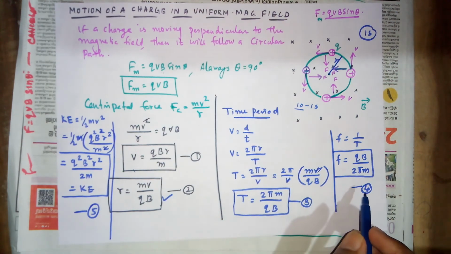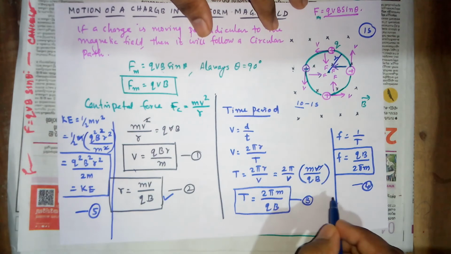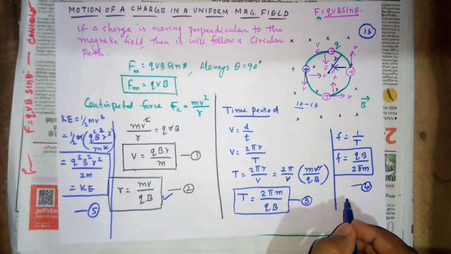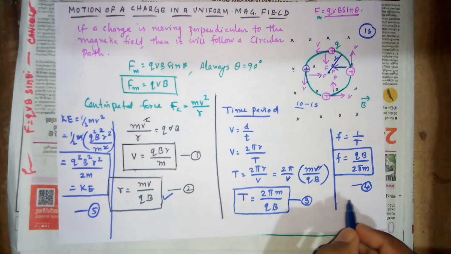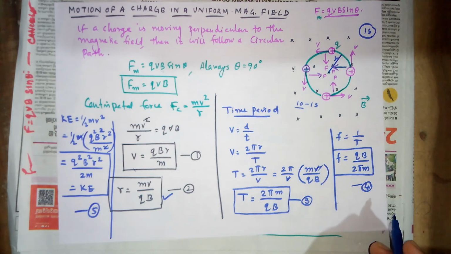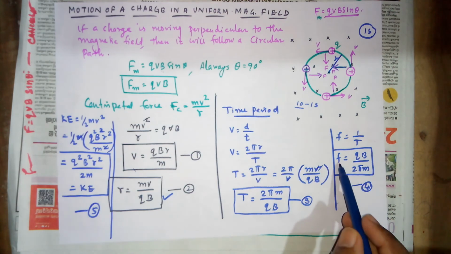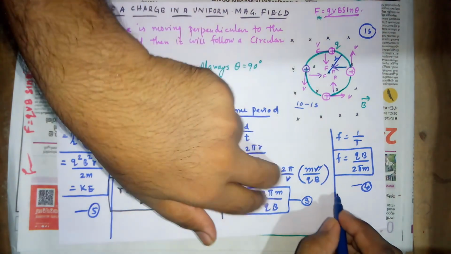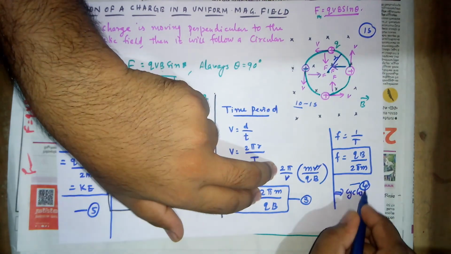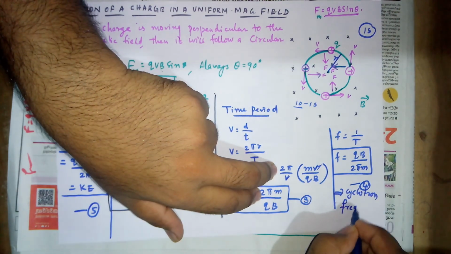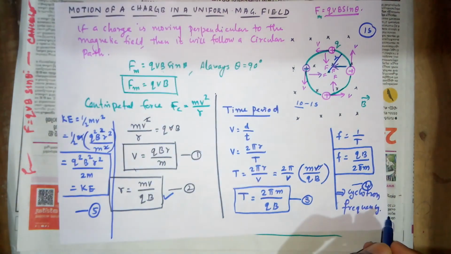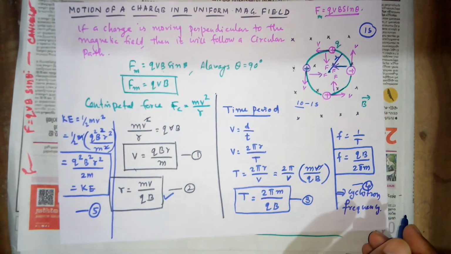And this property, that frequency and time period are independent of r, is used in a device named cyclotron, which is used to accelerate charged particles. Frequency or time period is independent of the radius of the circle, right? So in the cyclotron we are using that principle. That is the reason why we call this frequency the cyclotron frequency also. Okay, thank you.